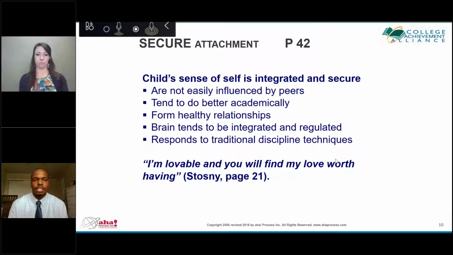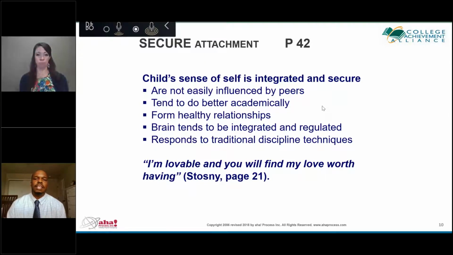So when we look at the secure and attached, what we see is that the child's sense of self or the student's sense of self is secure. So they're not going to be influenced. Like I said before, they're not going to be influenced by the things that are happening. They understand that a lot of these things happening are temporary. And so I really like the summary at the end of the quote here of this slide, which is, "I'm lovable and you will find my love worth having." And that's really an indication that they know their identity and they know themselves.